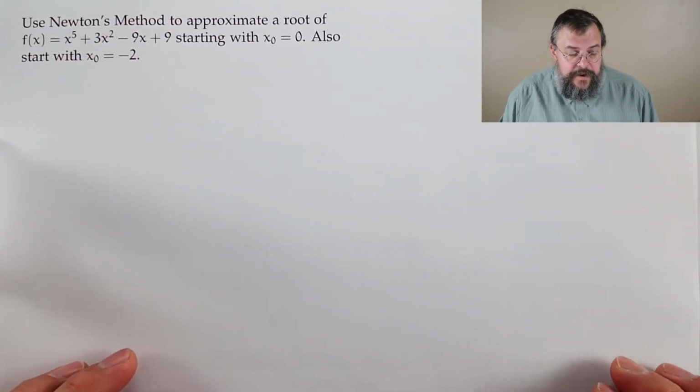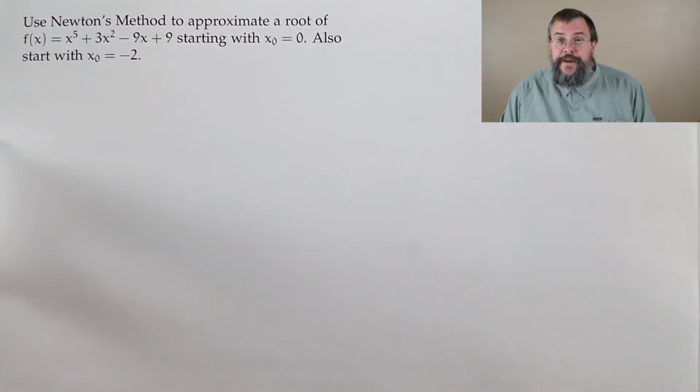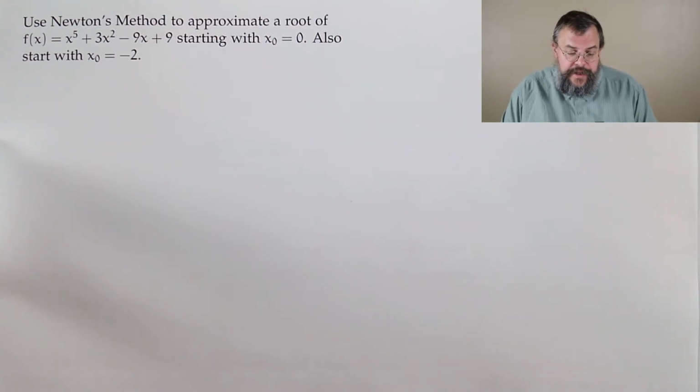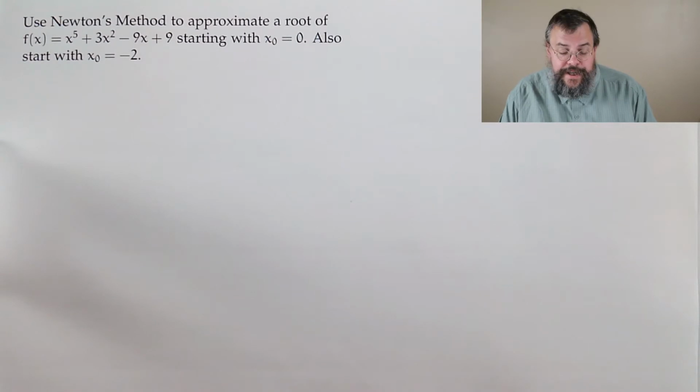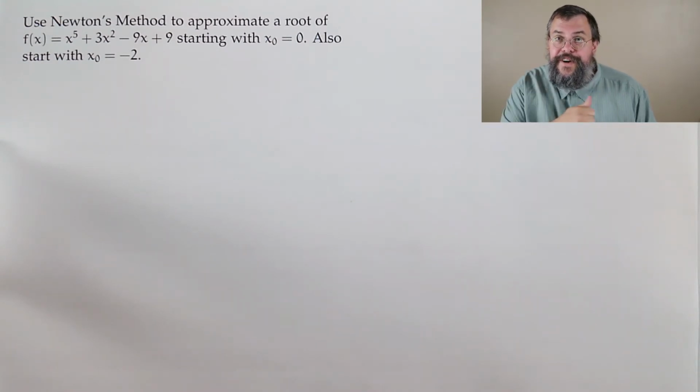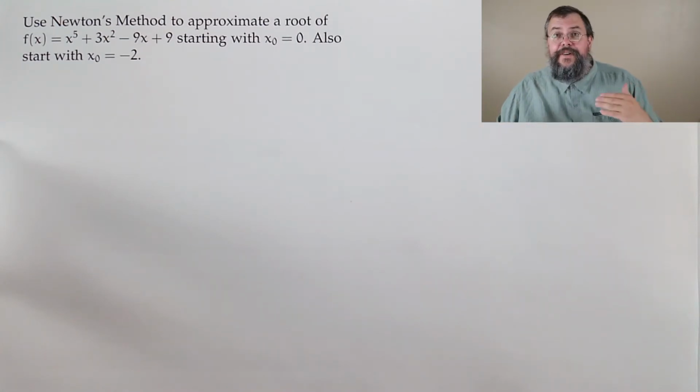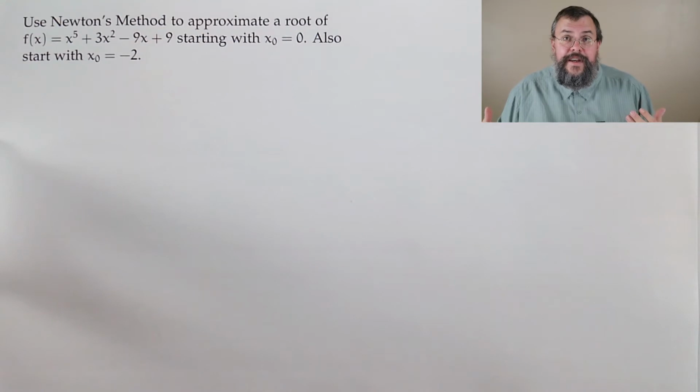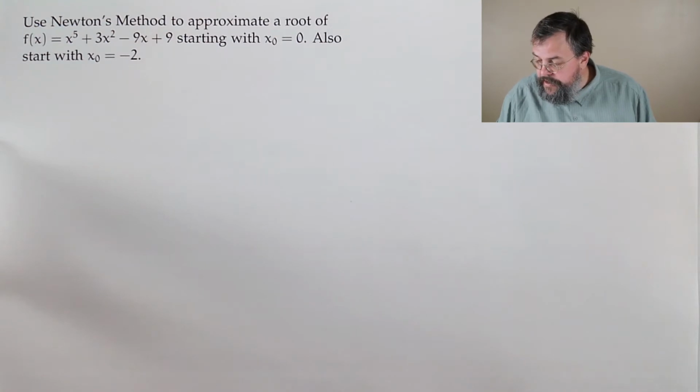Okay, so use Newton's method to approximate a root of f of x, which is x to the fifth plus 3x squared minus 9x plus 9, starting with x0 equals 0. Okay, and it says also start with x0 equals negative 2. You're allowed to start in multiple places, and sometimes you say, oh, if I start in one place, it doesn't work out so well, start somewhere else. That's not an unreasonable thing to do.